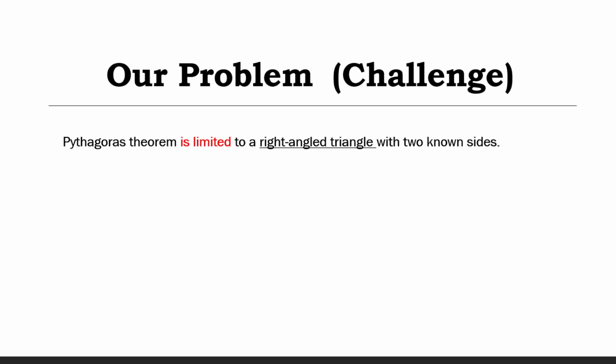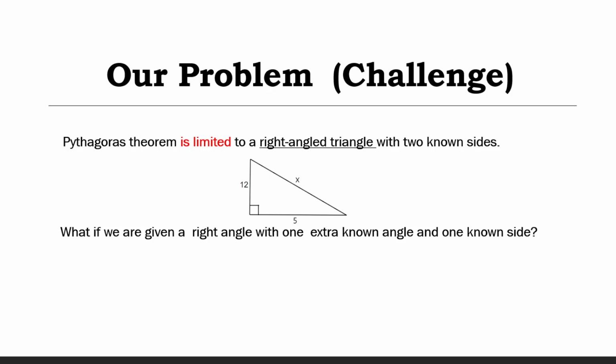But we have a challenge. Pythagoras theorem is limited to a right-angled triangle, provided we are given two known sides and we are asked to determine the other side. So what if now we are given a right angle with one extra known angle and one known side? How will we go about it?